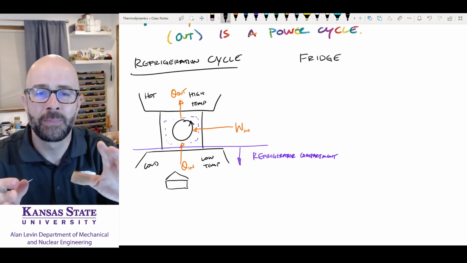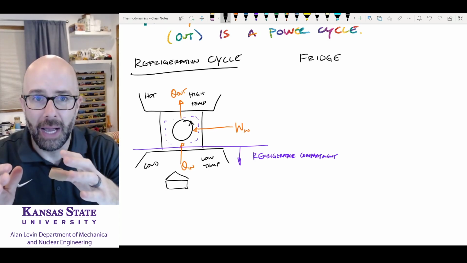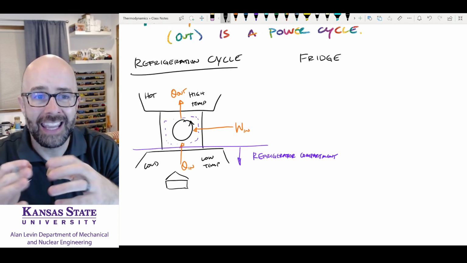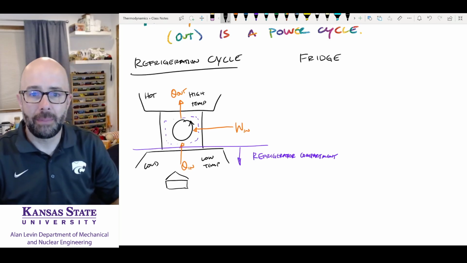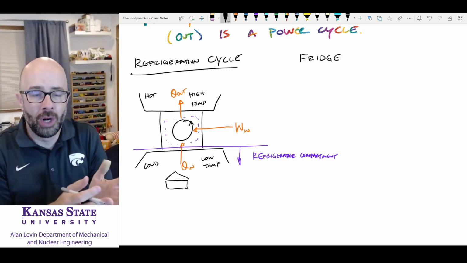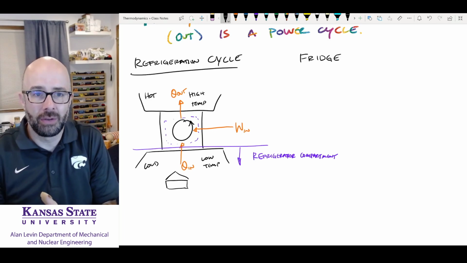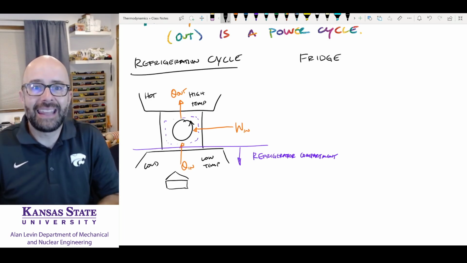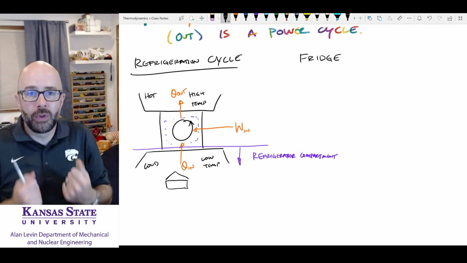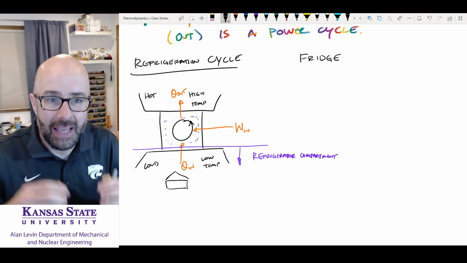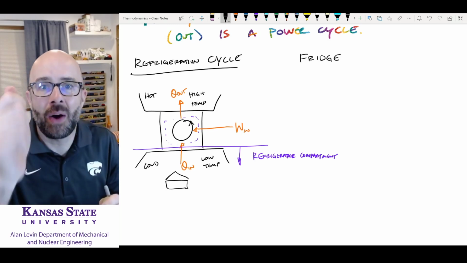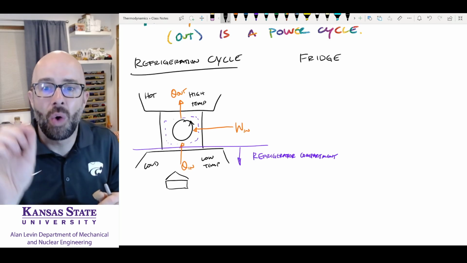Now you eat some pie, and your pie is done, and you can't eat all your pie, so you put the pie in the refrigerator to save it. Okay, now what happens when you put that pie in the refrigerator? It's warmer than everything else in your refrigerator, and so you want to take the heat away from that pie. And so that's the Q in. That pie is giving out heat, and that heat is going into the refrigerator.